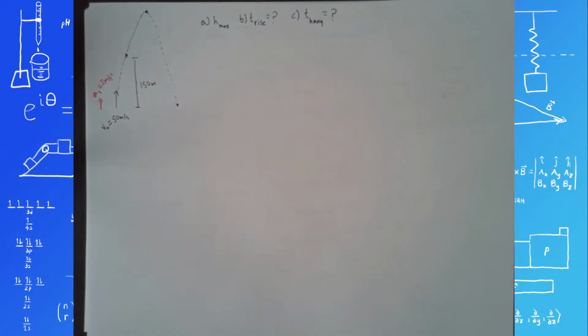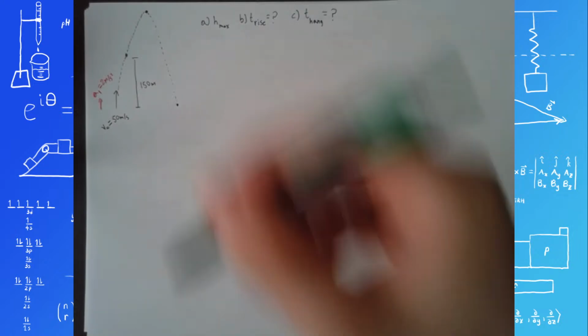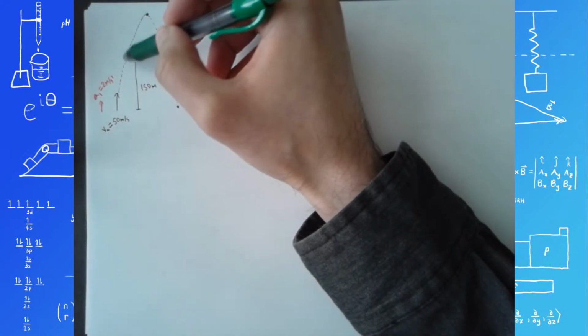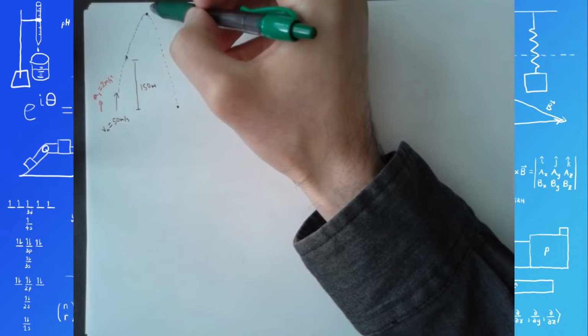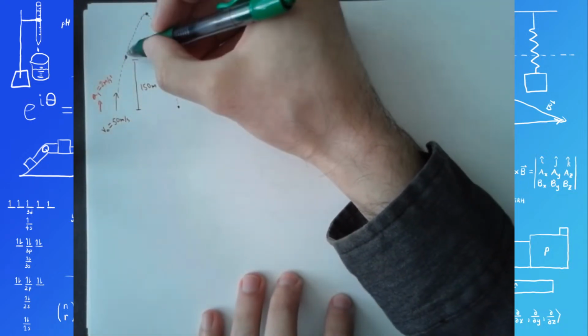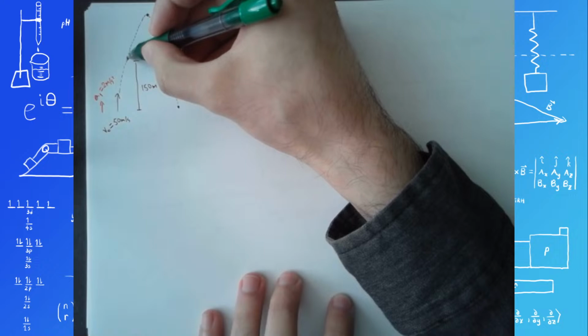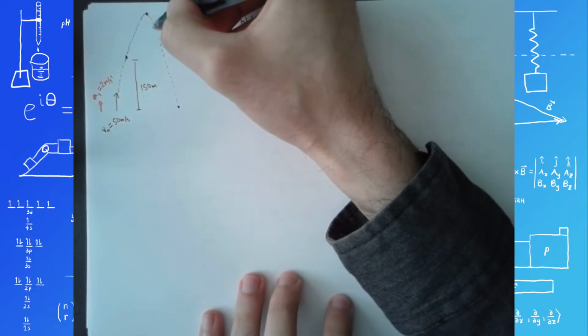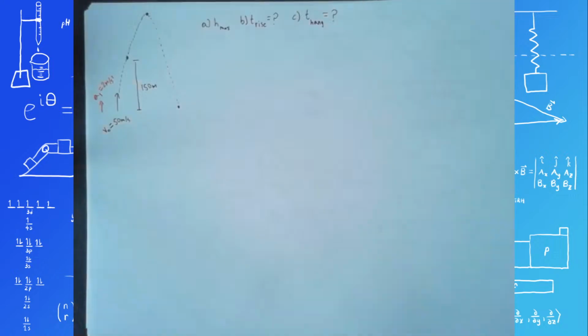So I do not know in advance what the maximum height is going to be, which is why we should not assume that this drawing is to scale. The way I've drawn it, the change in height from here to here looks like it's a little bit less than 150. That may turn out to be the case, or it might not.